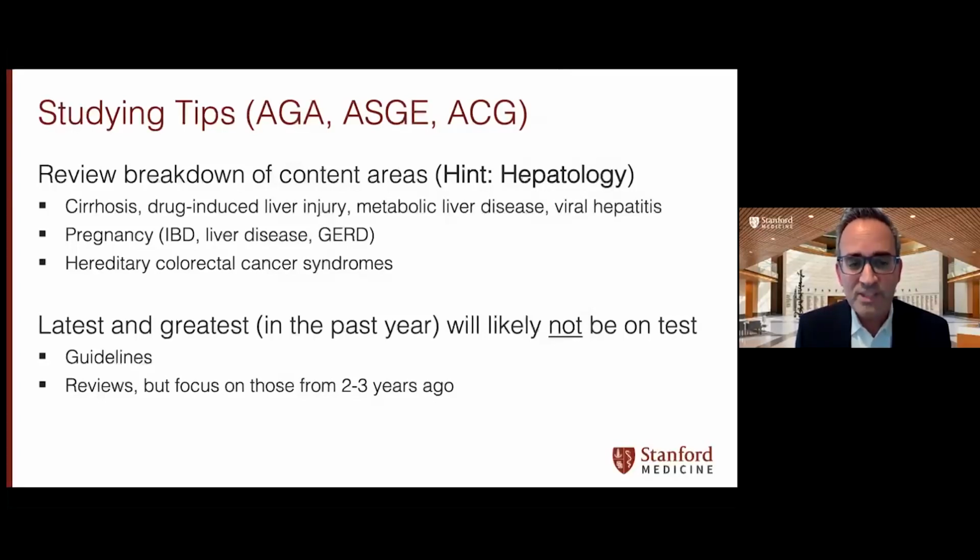Expect questions on cirrhosis, drug-induced liver injury, metabolic liver disease, and viral hepatitis. Pregnancy is a popular topic on the boards, including pregnancy and inflammatory bowel disease, liver disease, and acid reflux. Also pay attention to hereditary colorectal cancer syndromes, and I direct you to a great talk by Yuri Lauterbaum, and he will be available on Sunday to answer additional questions about that.